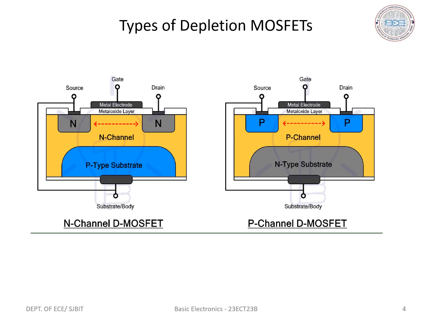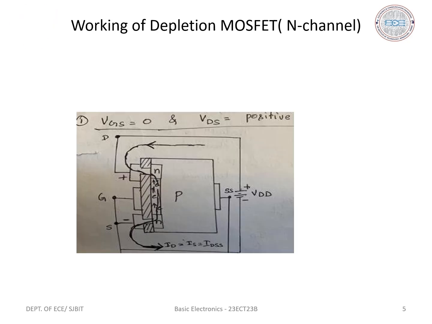Coming to the working, the gate and source terminals are connected together and they are connected to the ground. Therefore, the value of VGS is equal to 0 volts. Since both the terminals are connected to the ground, VGS is 0 volts, and let us apply a positive voltage to VDS, that is, between the drain and the source terminal.